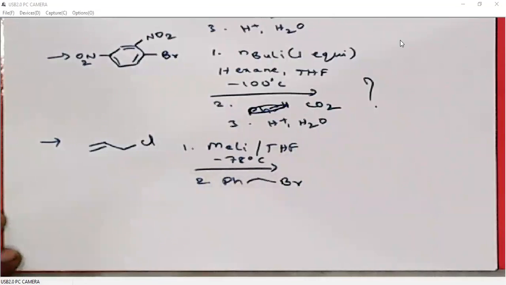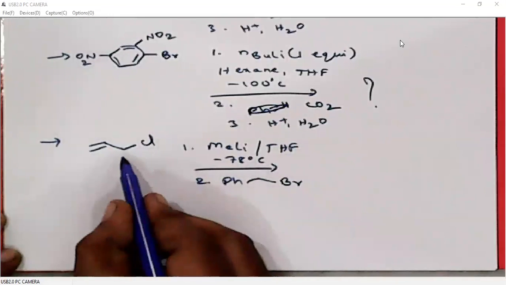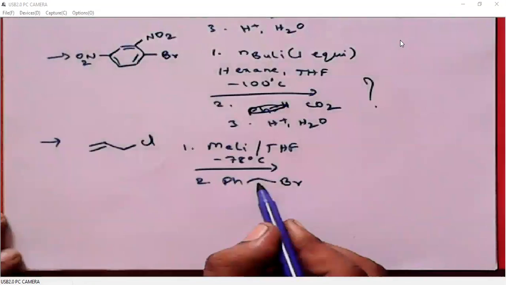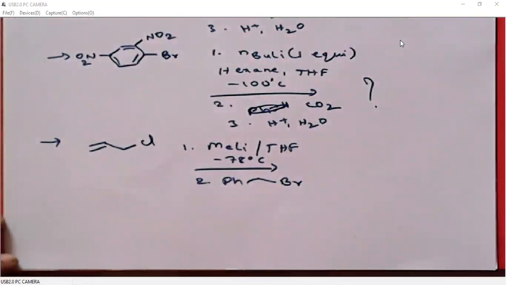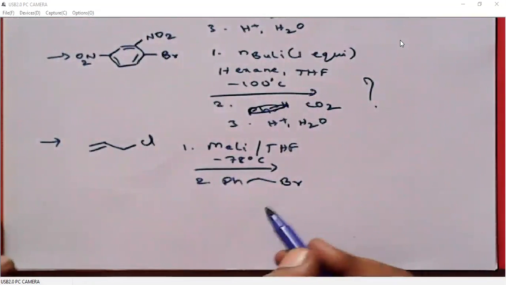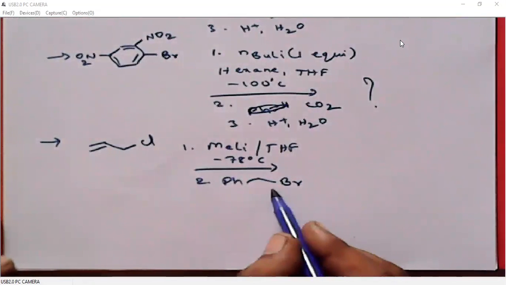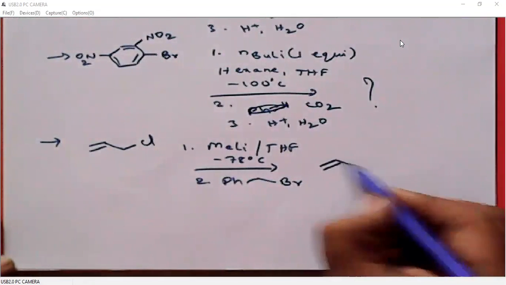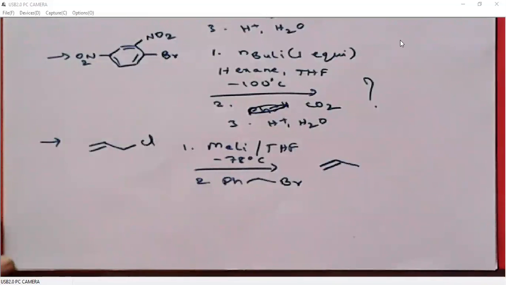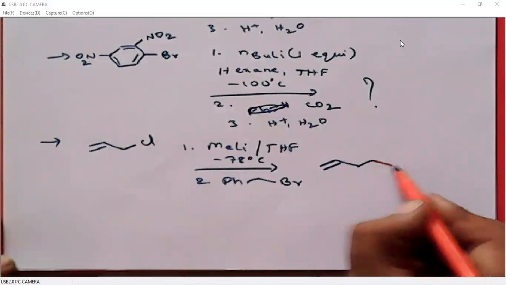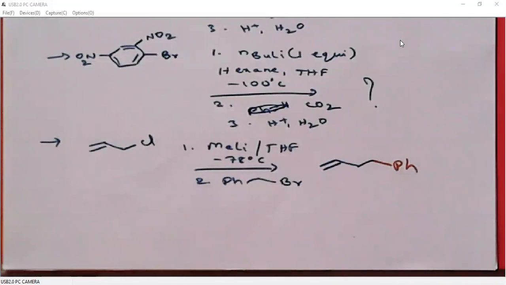can be further explored by adding benzyl bromide. So this vinyl lithium will undergo nucleophilic substitution on benzyl bromide. So the product is just nucleophilic substitution on benzyl bromide.